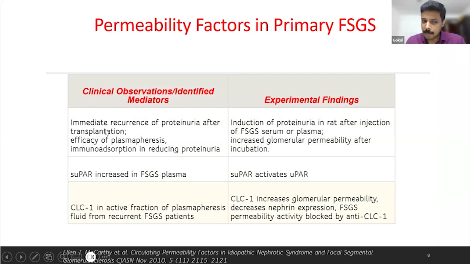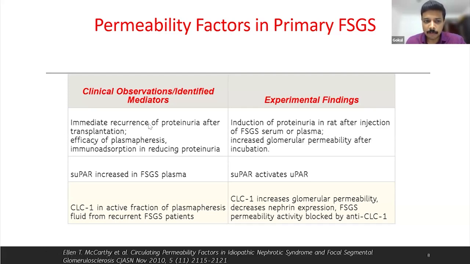That means there's an immediate recurrence of proteinuria after transplant. There is efficacy of plasmapheresis. Immunoabsorption can be useful in reducing the proteinuria. And the experimental findings which support this are that there is induction of proteinuria in rats after injection of FSGS serum or plasma, and there is increased glomerular permeability after incubation.